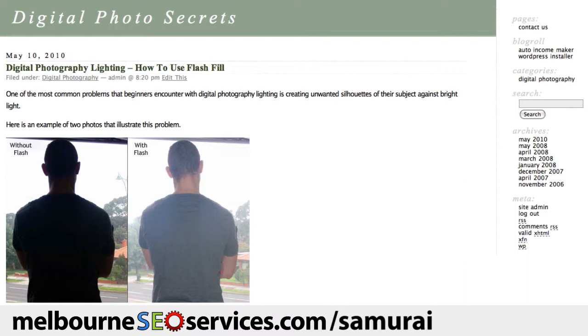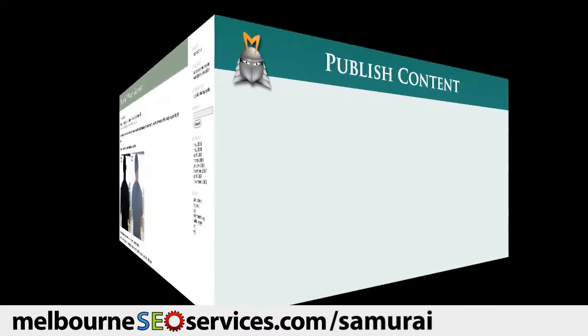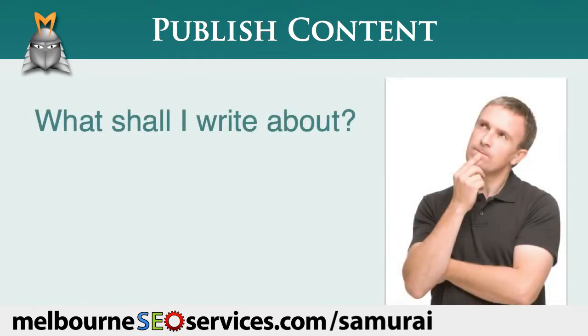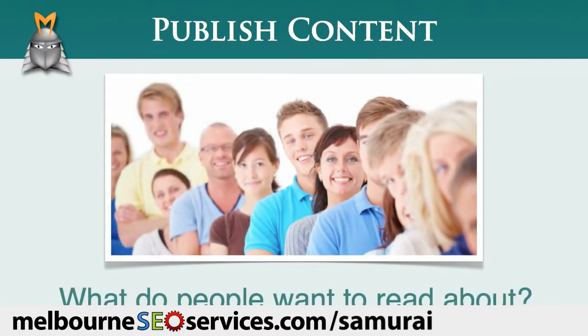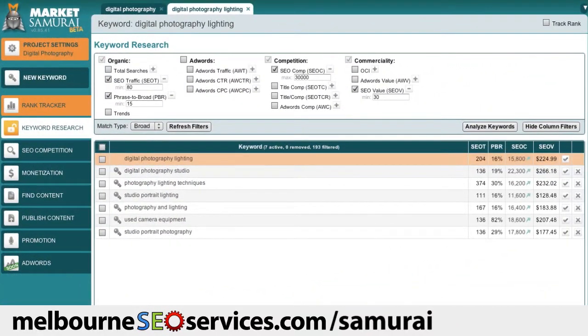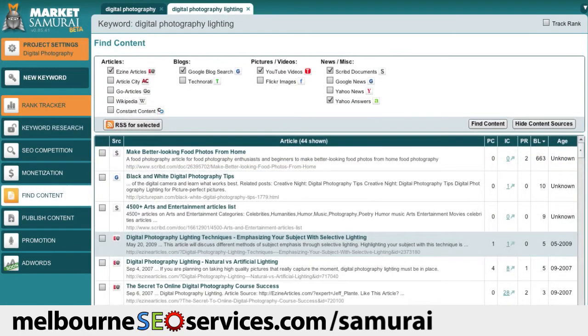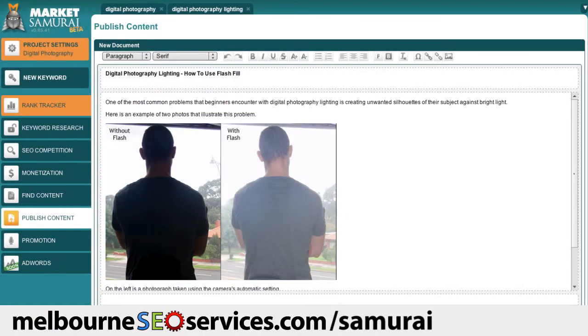So let's just recap what we've covered in this video. Instead of asking, what shall I write about, we began with the much more important question, what do the members of my niche want to read about? In order to answer this question, we used the Keyword Research module and identified a specific target keyword, namely digital photography lighting. We then used the Find Content module to research our topic and to identify an idea to write about. Finally, we wrote our article in the Publish Content module and published it to our blog with just a few clicks of our mouse.